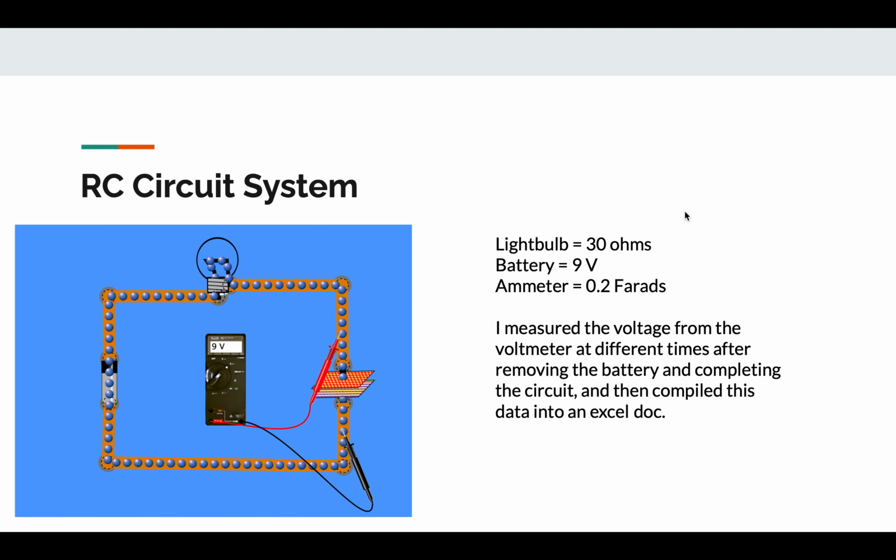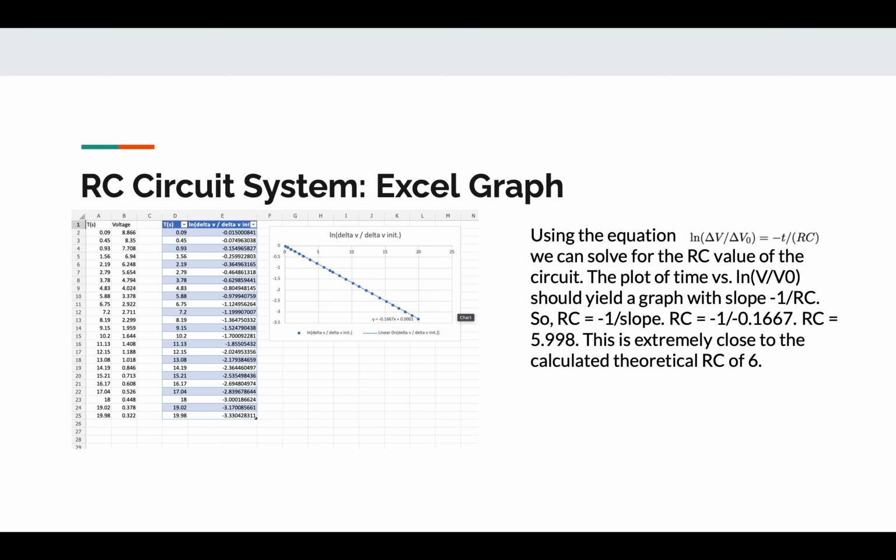So in this one, the light bulb is 30 ohms, the battery is still 9 volts, and the capacitor is 0.2 farads. So I measured the voltage from the voltmeter at different times after removing the battery and completing the circuit, and then compiled this data into an Excel doc, which you can see right here. So you can see at the far left the time versus the voltage, and then you can see the table in between the graph and the left, where I take the natural log of delta V divided by delta V initial.